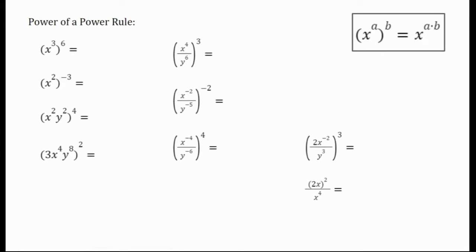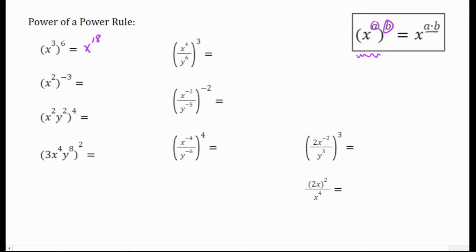Here we're going to go over the power of a power rule to help us simplify exponents. Our rule states that if we have anything to a power that is raised to another power, so x to the power of a to the power of b, we can take these two exponents and multiply them together. To start us off, x to the power of 3 to the power of 6 does 3 times 6, which is x to the power of 18.